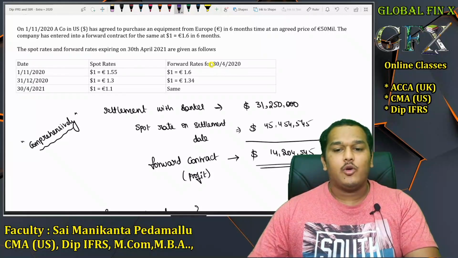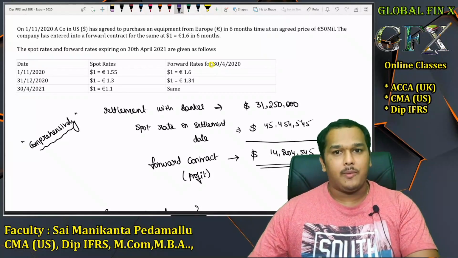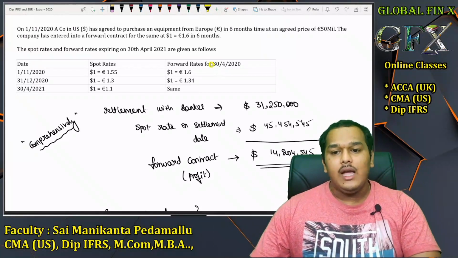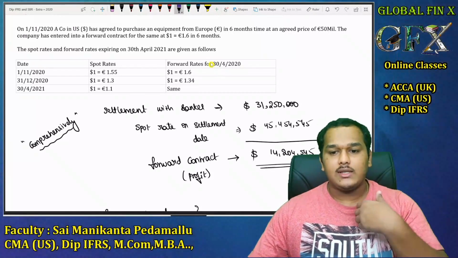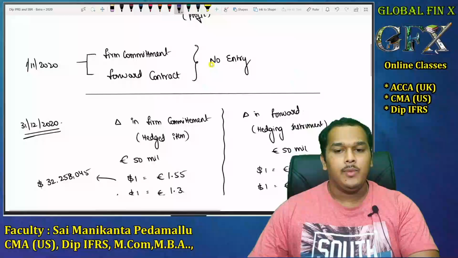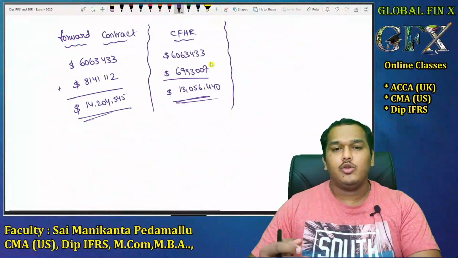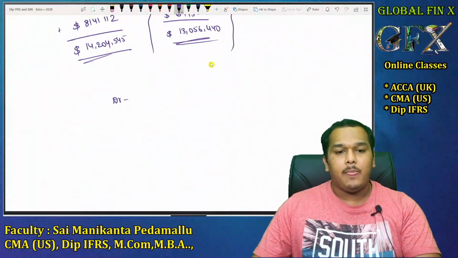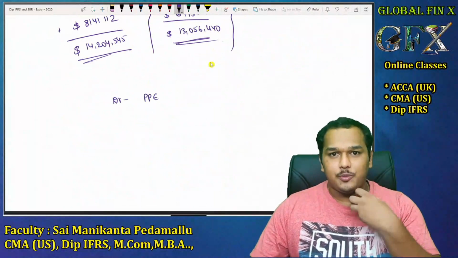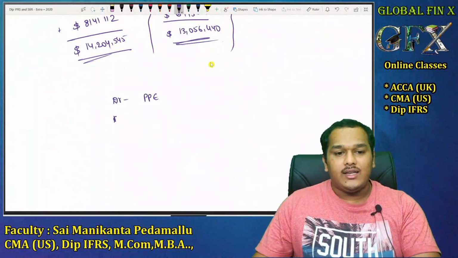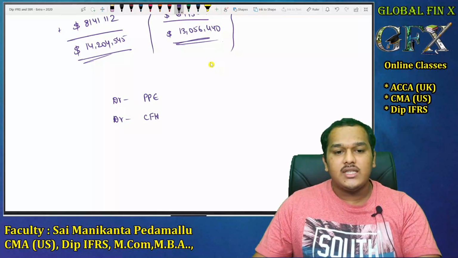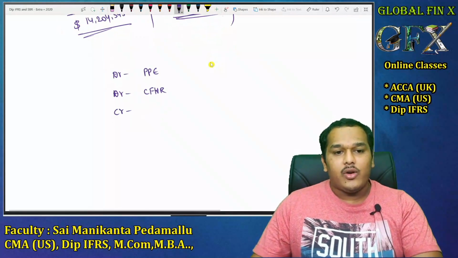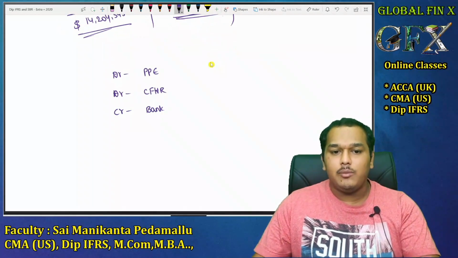He will pay you this $14,204,545. He will tell you to go and pay your supplier 45 million, and I will give you the loss of 14 million. Whatever loss I am having, I will give you that 14 million. That is how usually the transaction works. So on the settlement date, the transaction shall be debit property, plant and equipment, because we are going to purchase property, plant and equipment, and debit cash flow hedge reserve. Whatever cash flow hedge reserve I am having, I need to settle that off. Then credit bank, because I need to make the payment.